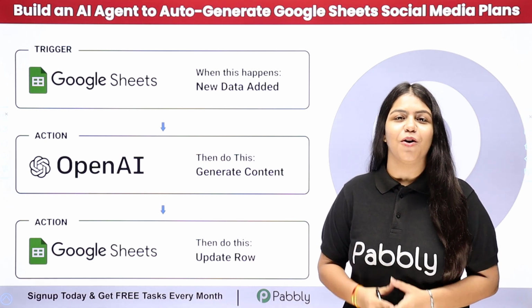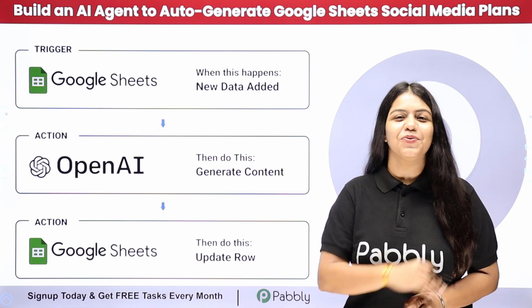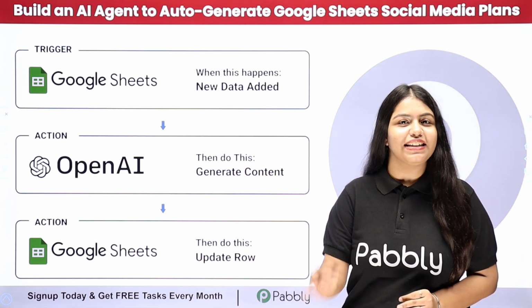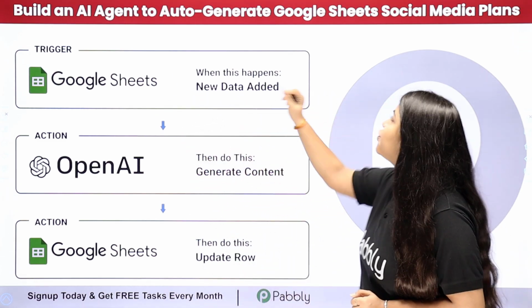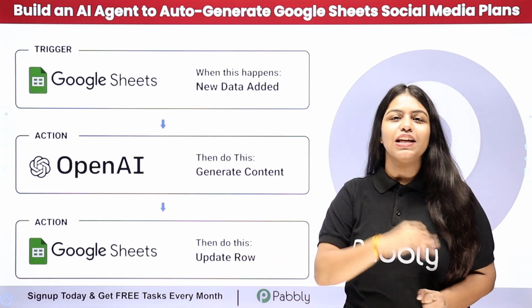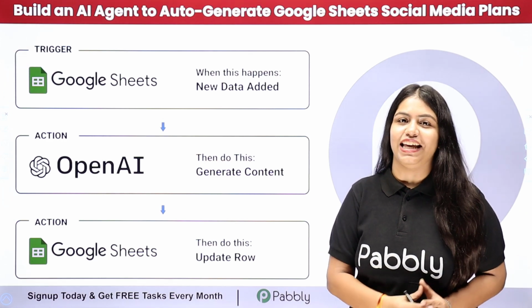So do you also want to automatically create social media plans for your own business? Then this video is definitely for you. So hello all, welcome back to Pabbly Connect, and in this video we are going to understand how to build an AI agent to auto-generate Google Sheets social media plans. So like you, I also want to create social media plans automatically using an AI agent.